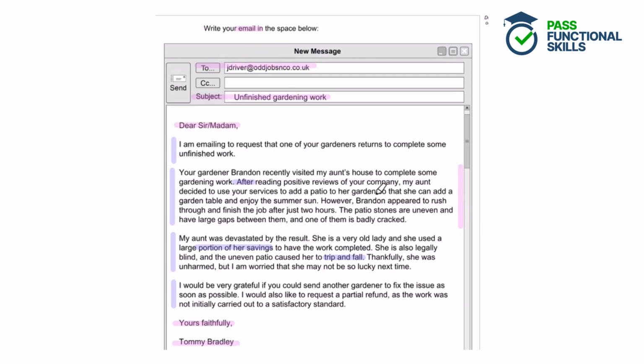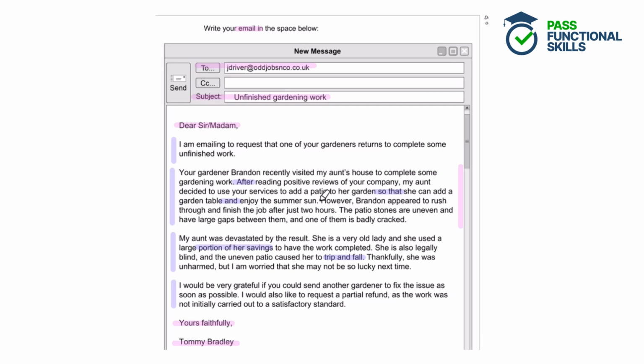And then we have so that. So we know that we're going to get a little bit of an explanation here of why she wanted to add this patio, so that she can add a garden table and enjoy the summer sun. So we've got a connective there to add a little bit of additional information too.